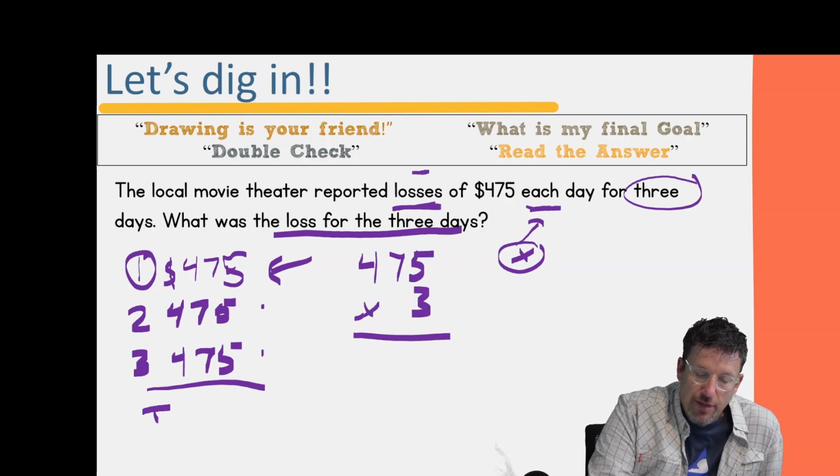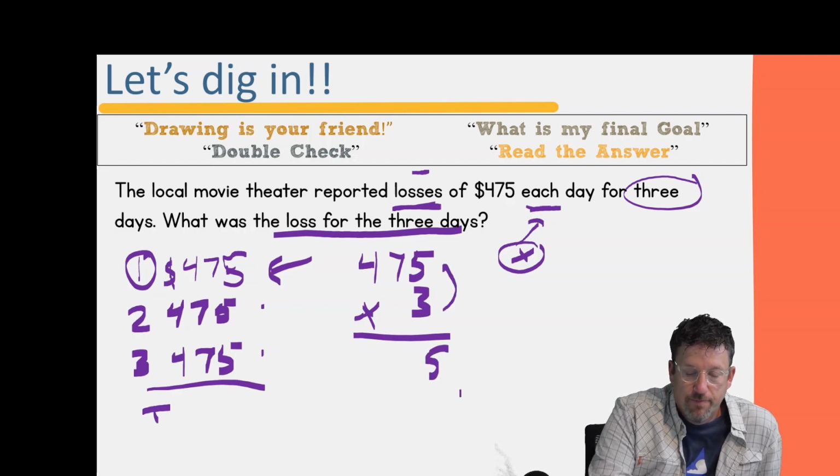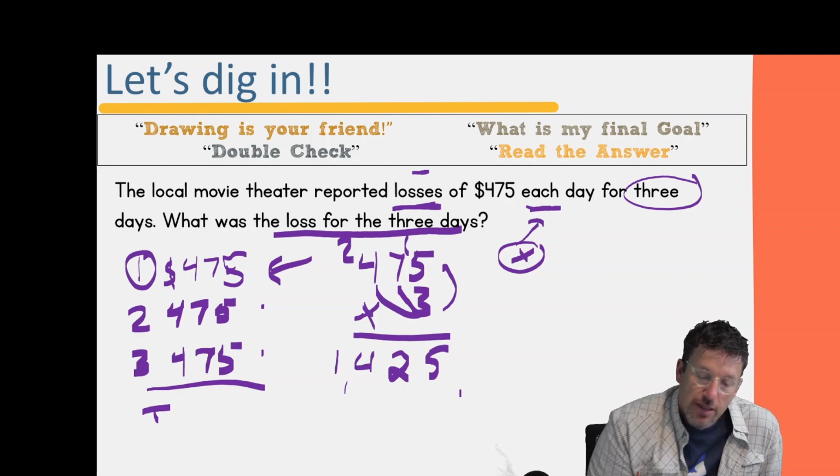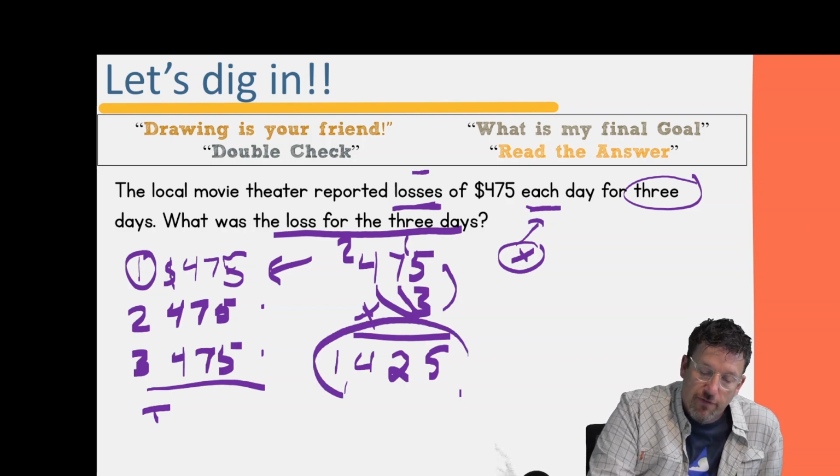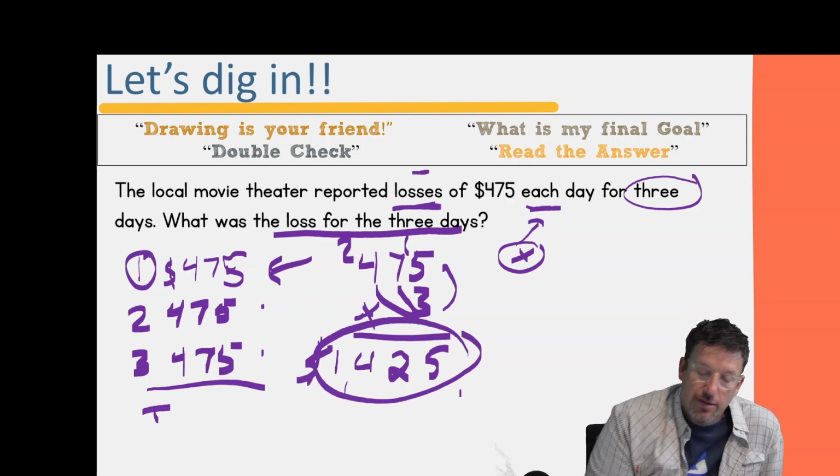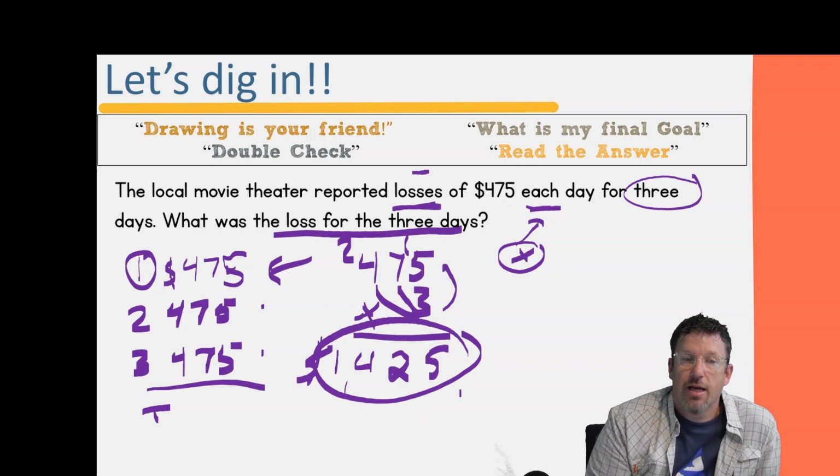Okay. If I take 475 times 3, I got 3 groups of 5, which is 15. I got 3 groups of 7, which is 21, plus that guy left over, which is 22. And then I got 3 groups of 4, which is 12, plus those 2 guys. So how much money did they lose for all 3 days? They lost $1,425 in 3 days. Okay. That makes sense?